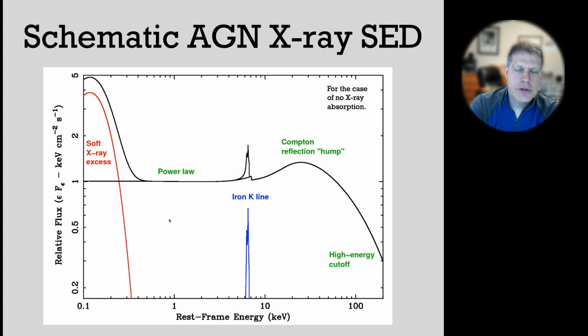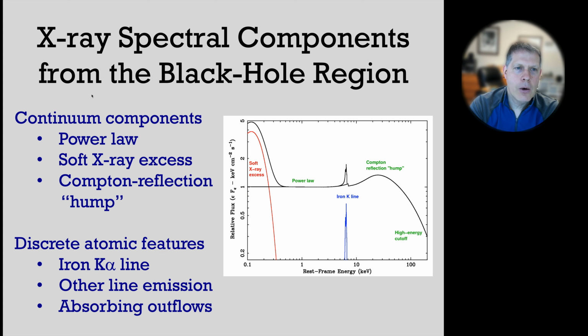And you can see in this plot, and here is the same plot, but I've now added some relevant explanatory text here, there are a number of continuum components. There is a power law, that is the base level emission from this corona, as we will see running along here. There is a soft X-ray excess. There's emission over and above what you would expect from the power law down at low X-ray energies. In many cases, it's not always seen, but it's often seen. At high energies, you often see a so-called Compton reflection hump, a broadband hump of emission sticking up above what you would expect just from a straight extrapolation of the power law.